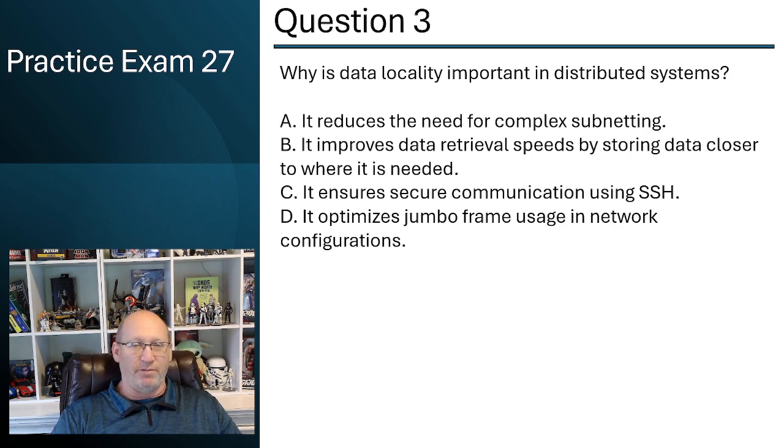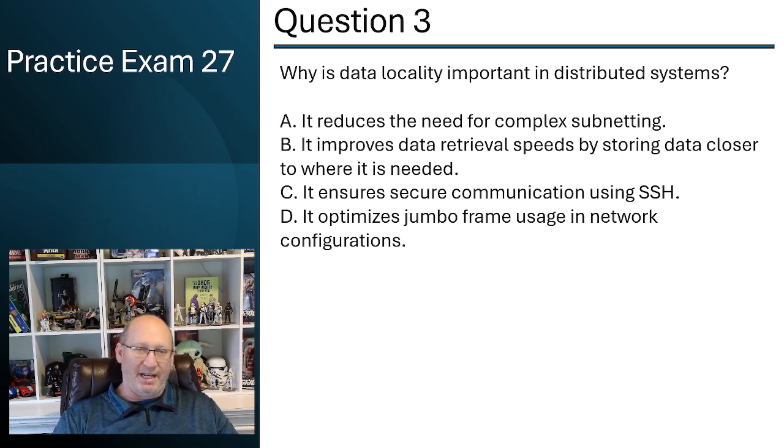B, it improves data retrieval speeds by storing data closer to where it is needed. I mean, that is a lot of words. Is that the most accurate answer? Possibly. C, it ensures secure communication using SSH. I think we can get rid of that one. And then D, it optimizes jumbo frame usage and network configurations. Top answers on the board again, B and D.